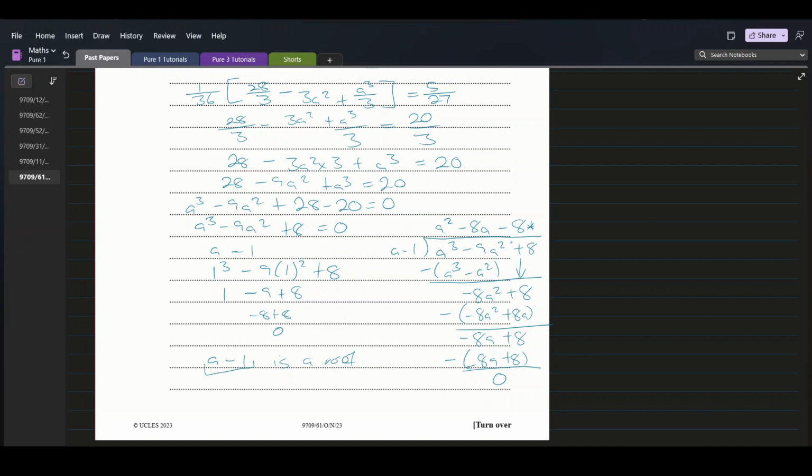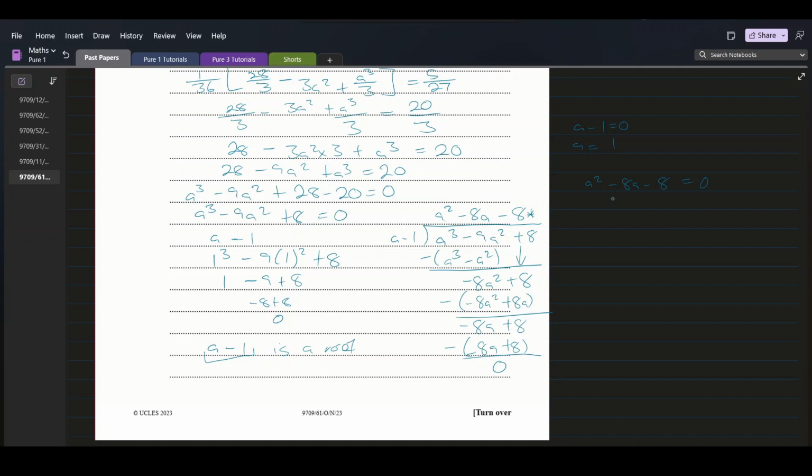And now we can solve those two. So let's equate both of them to 0. A minus 1 is equal to 0, so a is equal to 1. And then for the quadratic, that's a squared minus 8a minus 8 is equal to 0. And let's use the quadratic formula to get the roots from our quadratic. So that would be a is equal to minus b plus or minus the square root of 8 squared minus 4ac, and this is all over 2 times 1.